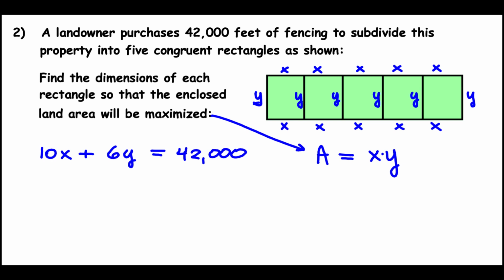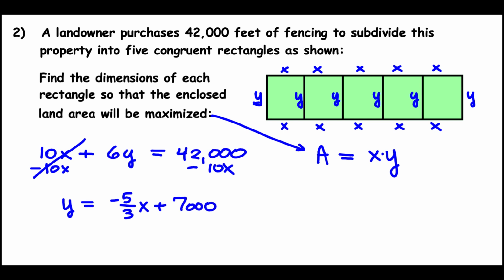I'm going to get rid of the y, so let's move the 10x to the other side. I'll divide everything by 6. So y equals, let's see, negative 10/6. That's negative 5/3 x plus 42,000 divided by 6. That's 7,000. So that will be my substitution equation. I will plug that in over here. So instead of writing the y, I will take the y out with my eraser, and I'll replace it with that.